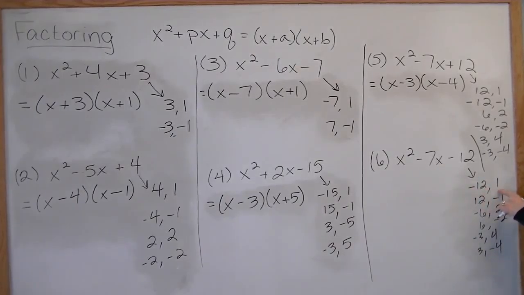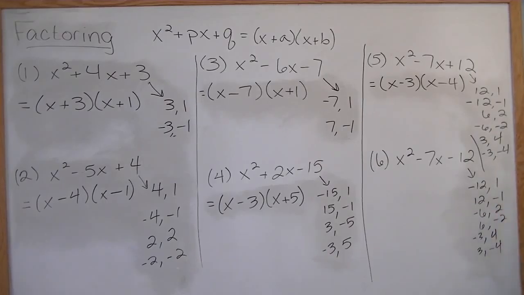So negative 12 plus 1, negative 11. It's not what we want. 12 plus negative 1 gives me positive 11, still not what we're looking for. Negative 6 plus 2 gives us negative 4, it's no good. 6 plus negative 2 gives us positive 4, still no good. Negative 3 plus positive 4 gives us 1, still not what we're looking for. And 3 plus negative 4 gives us negative 1.